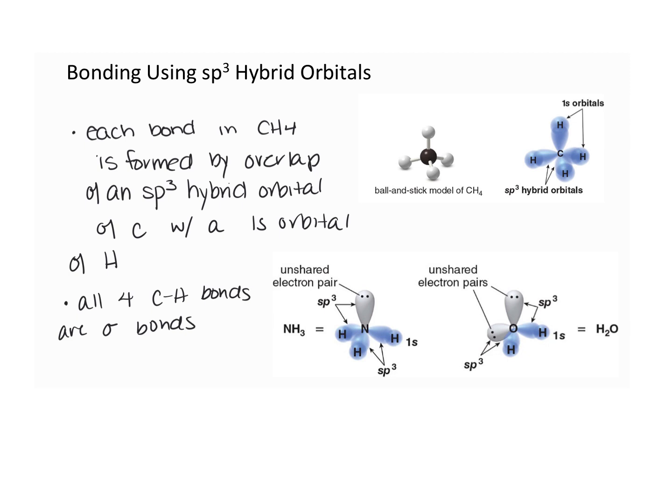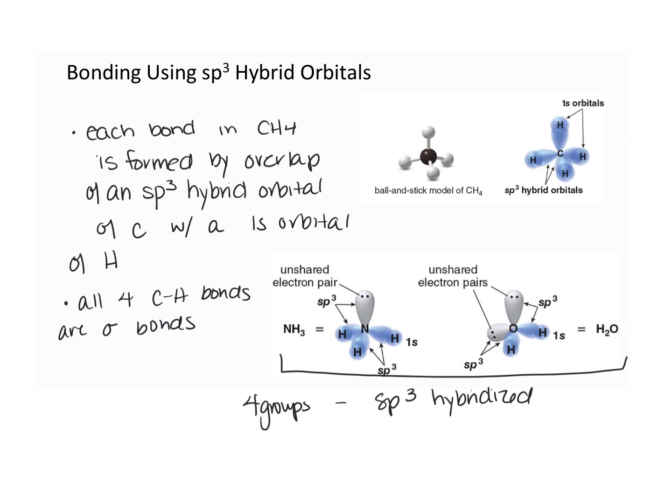The other thing to notice here is when we look down here at ammonia, which is NH3, and water, the nitrogen in NH3 and the oxygen in H2O are surrounded by four groups. So that makes them sp3 hybridized as well. Four groups surrounding an atom will give you sp3 hybridization, whether those are bonds or lone pairs.